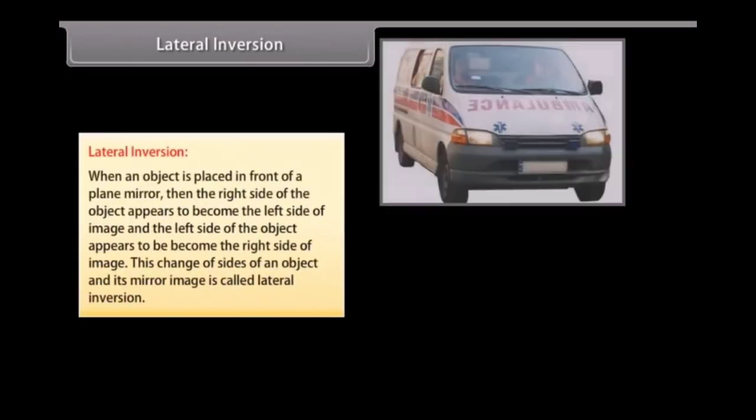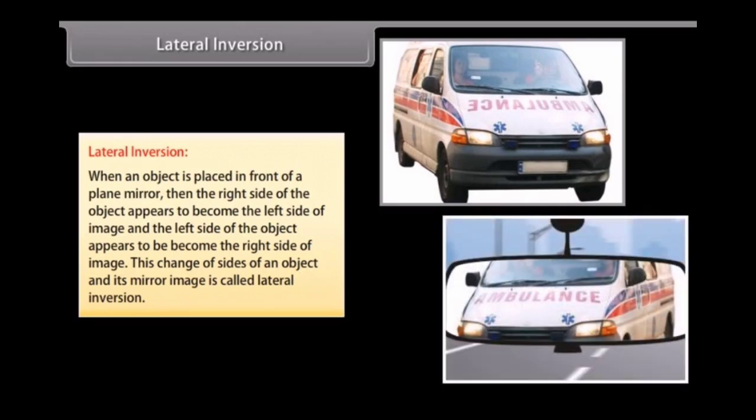Lateral inversion. When an object is placed in front of a plane mirror, then the right side of the object appears to become the left side of image, and the left side of the object appears to become the right side of image. This change of sides of an object and its mirror image is called lateral inversion.